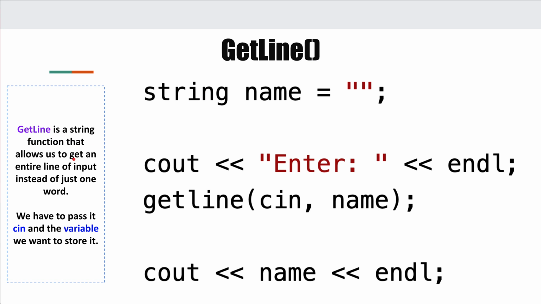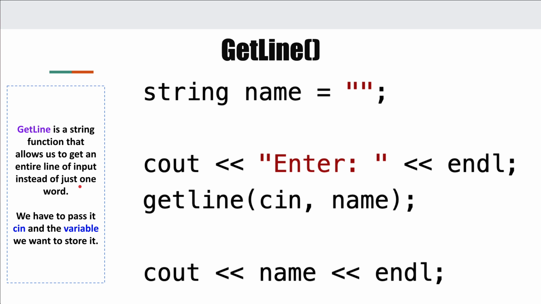So getline is a string function. Well, that's not true. It's not a string function. It's a built-in function that allows us to get an entire line of input instead of just one word. So before, cin only allowed you to get a single word. Once you put a space, it got rid of everything else that was entered in.